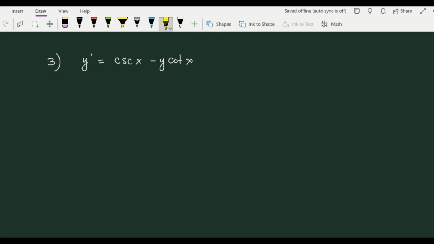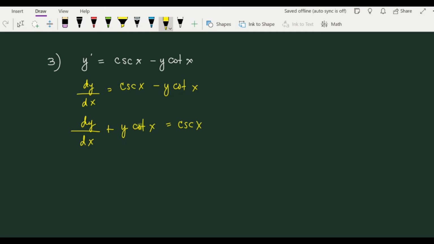Okay, let's have the third one. Y prime equals cosecant x minus y cotangent x. So, i-transform muna natin siya sa standard form. Di ba yung y prime is dy over dx equals cosecant x minus y cotangent x. So, to make it linear differential equation in y, tatranspose lang natin itong negative y cotangent x sa left side. So, we have dy over dx plus y cotangent x equals cosecant x. So, ayan na. Nasa standard form na tayo.